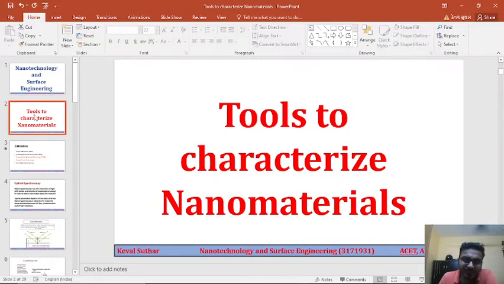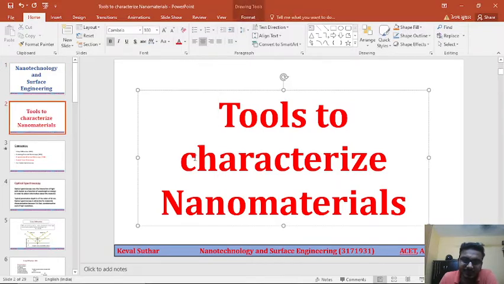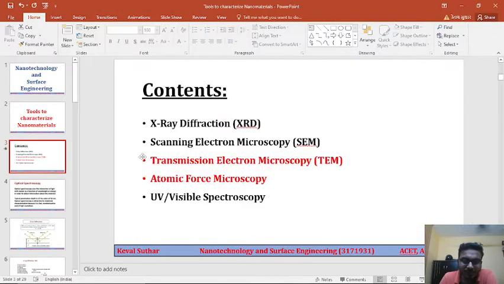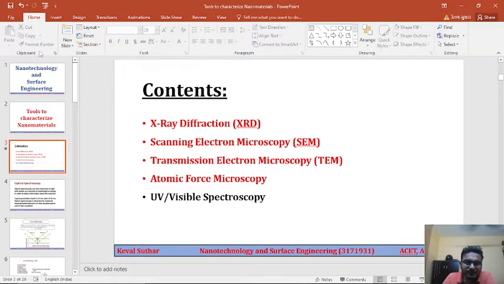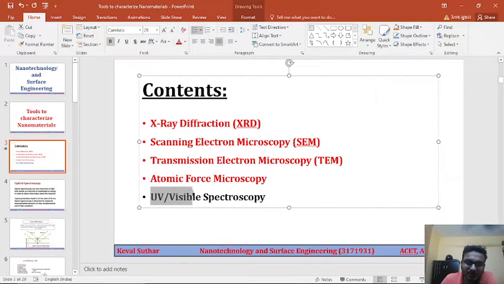Currently we have been discussing the tools to characterize nanoparticles, and we have completed many of the tools already. That is, we have completed X-ray diffraction, XRD, then scanning electron microscopy, SEM, transmission electron microscopy, TEM, and atomic force microscopy. We are now left only with ultraviolet or visible spectroscopy. So before going to that new topic, we will have a quick revision of our previous topics.